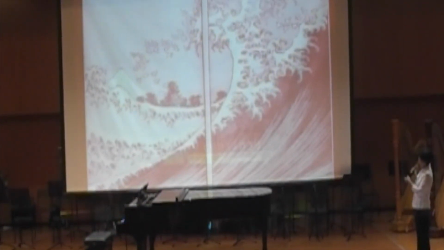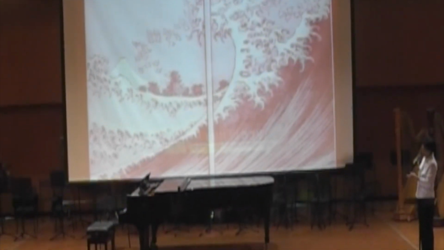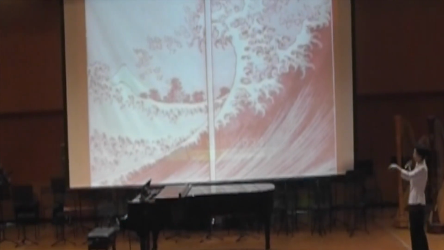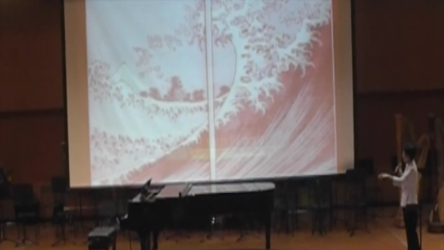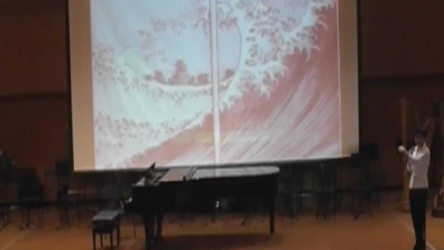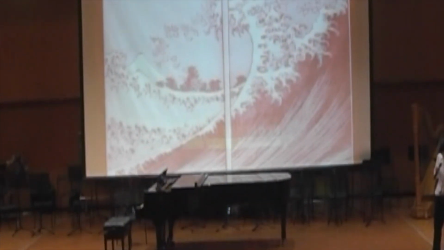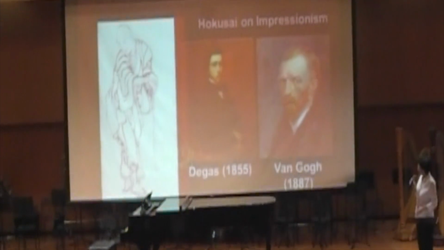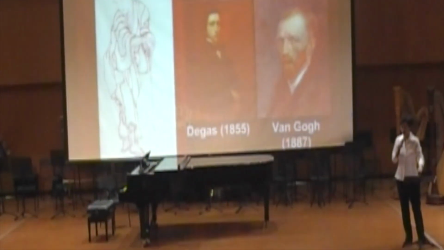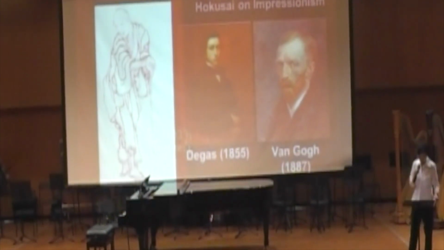This is the wave that he made after the Great Wave of Kanagawa, also based on Mount Fuji right there. And you realize the wave is on this side again. As I said earlier, had there not been Hokusai, there would not have been Impressionism.